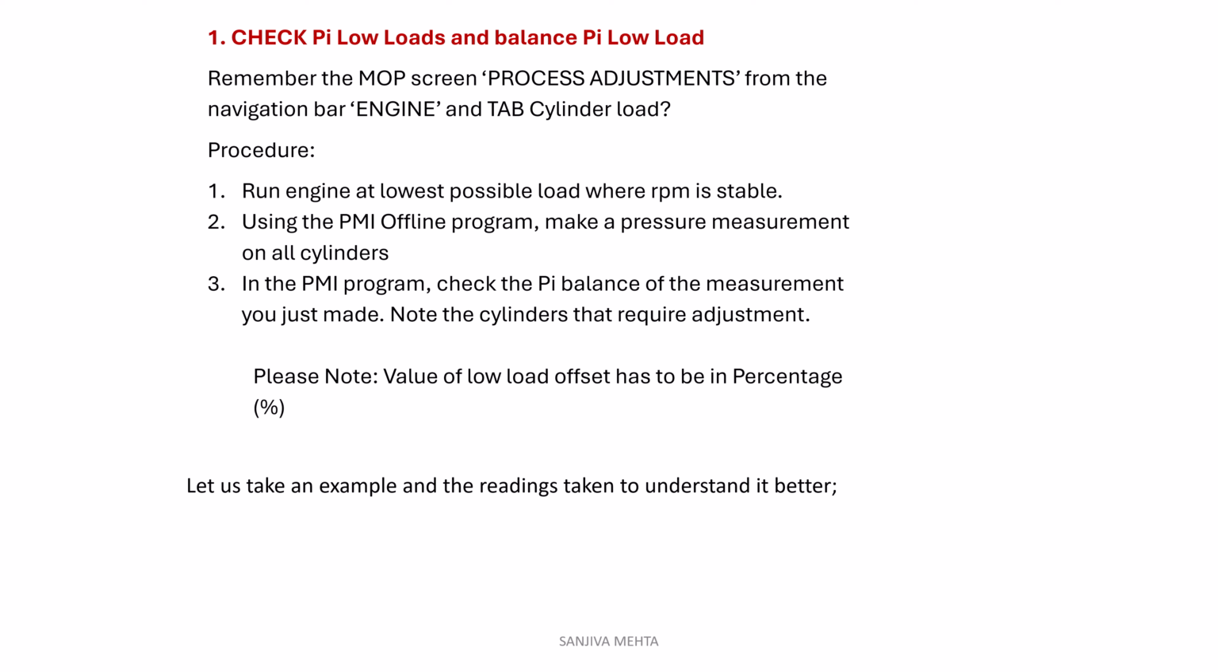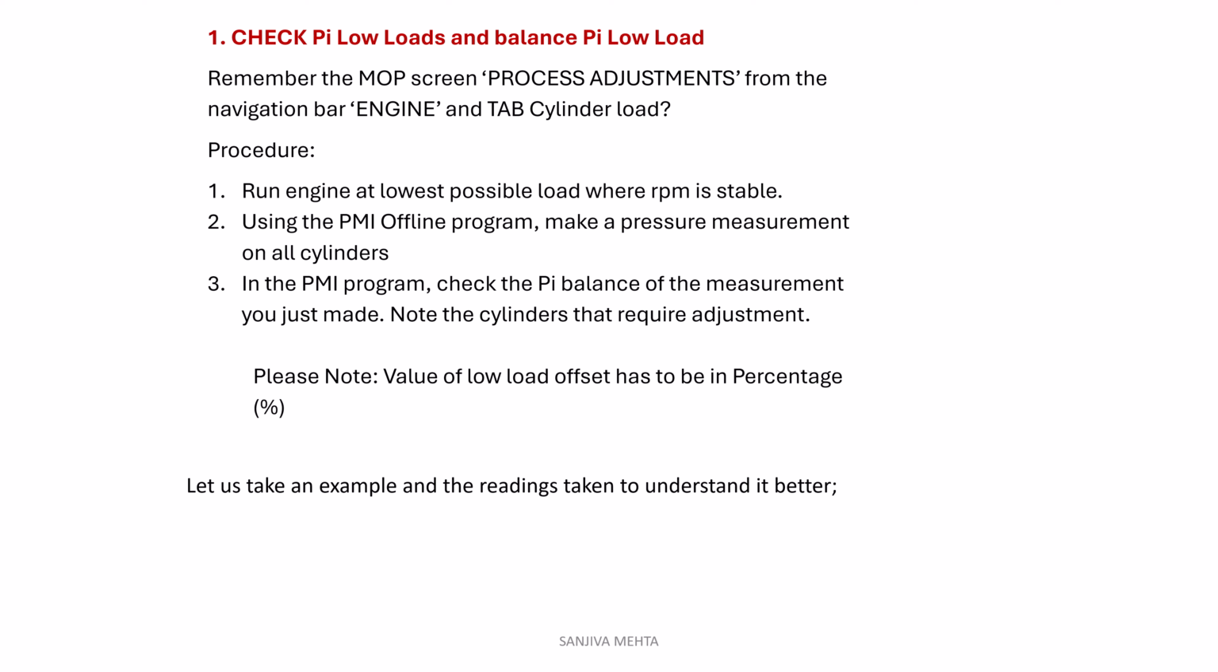PI is what? PI, indicated pressure, is the power developed by the individual unit, isn't it? Power developed, all other things remaining constant, RPM, etc. The power developed depends on the indicated pressure. Correct? So first, balance the engine at low load.